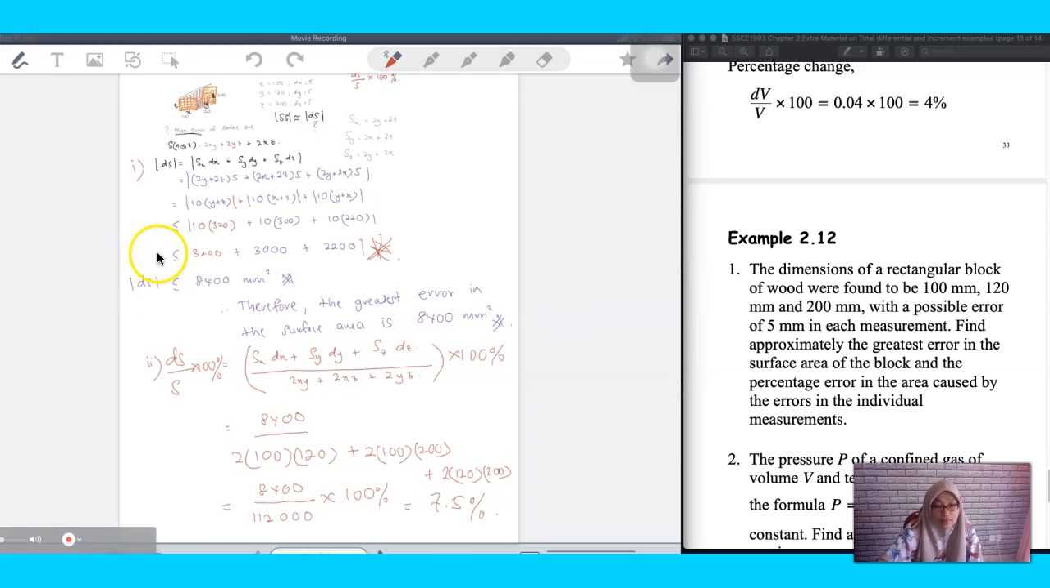So that is your second part: find the percentage error or percentage change in the area caused by the errors in the individual measurements. By changing all the measurements by 5 millimeters each, the effect on the surface area is about 7.5%.